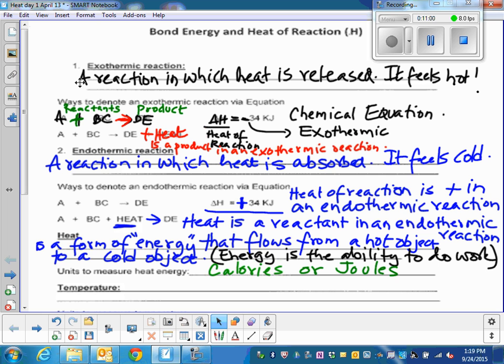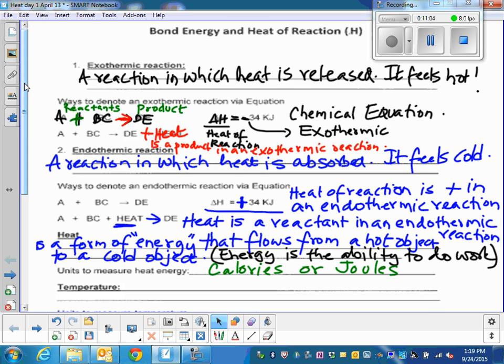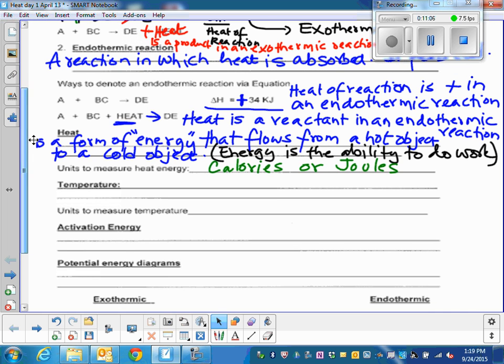Now, let's go to temperature. Students often think heat is the same as temperature. They think, oh, heat means temperature. How will I measure heat? Put a thermometer in. Does the thermometer measure heat? What does the thermometer measure? Temperature.